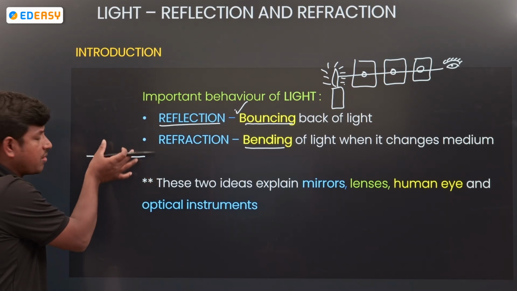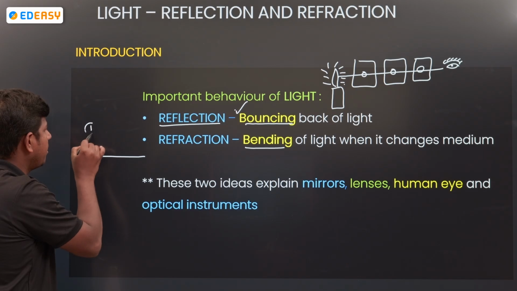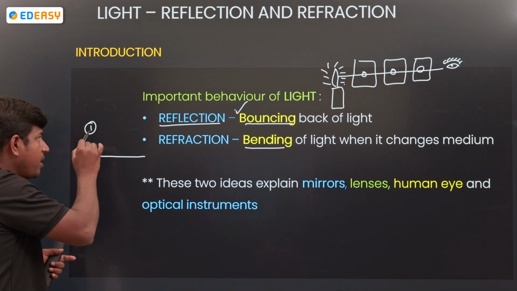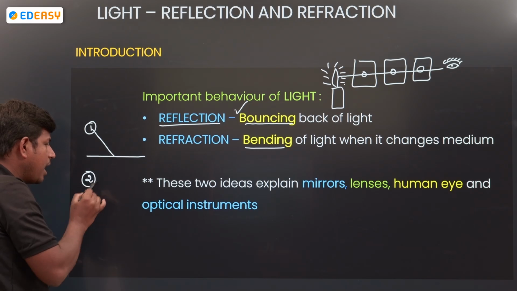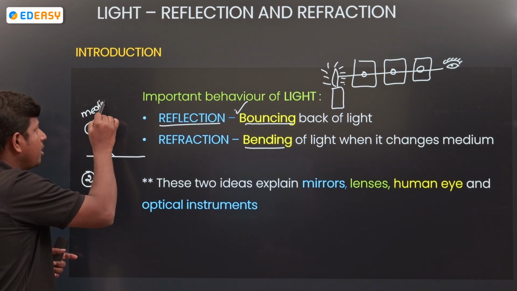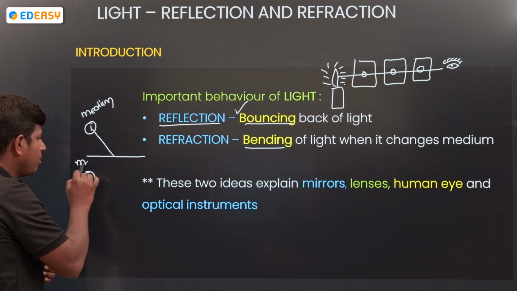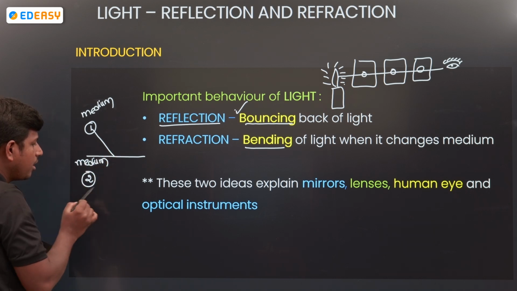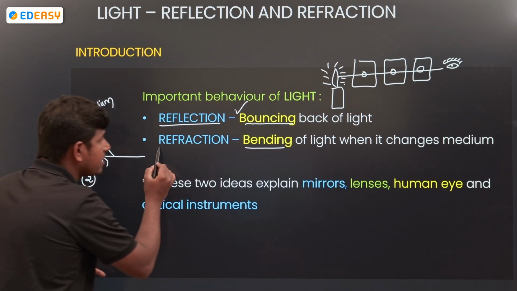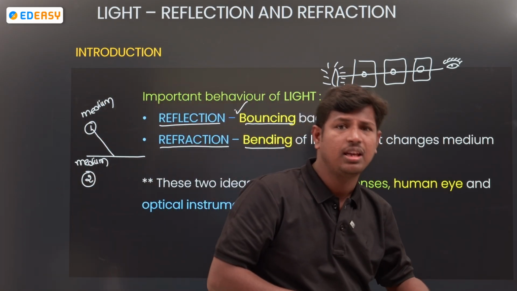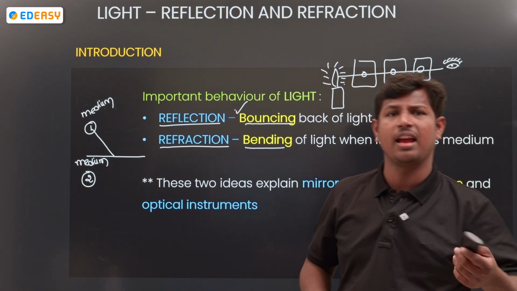For example, I am taking one surface. Here is one medium, and here is the second medium. If light travels from one medium to another medium, this is medium 1 and below is medium 2, then refraction takes place. Regarding refraction, we will discuss briefly later in another section.